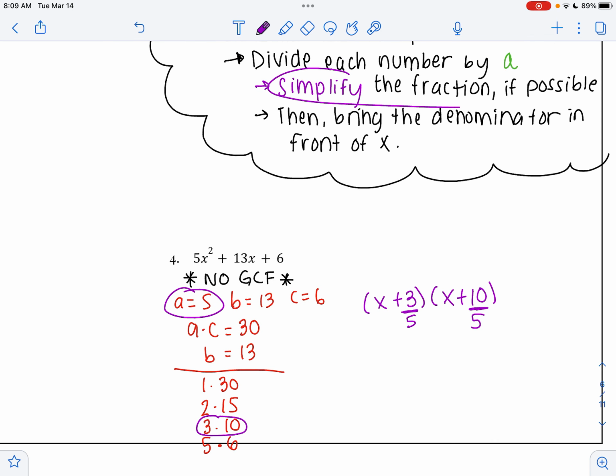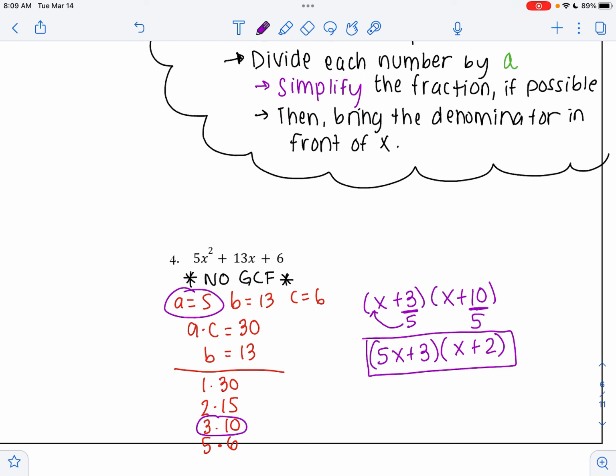Simplify the fraction if possible. That's the next step. So can I simplify 3 over 5? No. If you can't, then bring the denominator in front of x. So you're going to bring the denominator in front of x here. So it's 5x plus 3. But on this one, I can simplify. 10 divided by 5 is 2. So I'm just going to leave that as 2, and this is your final answer.